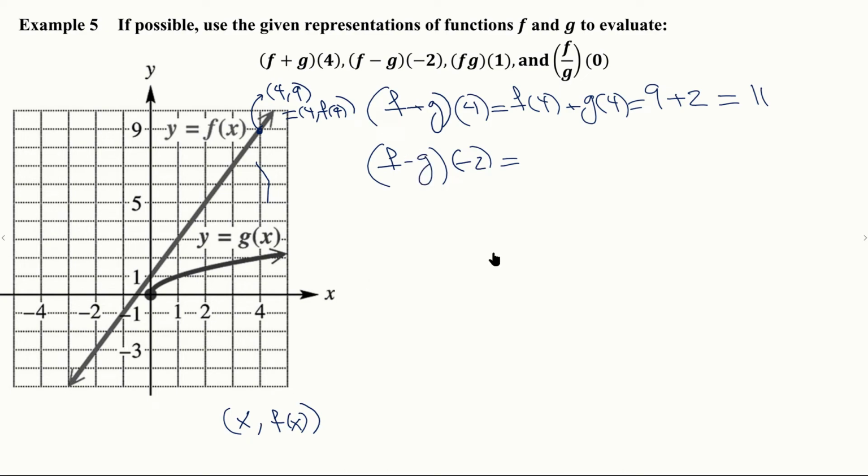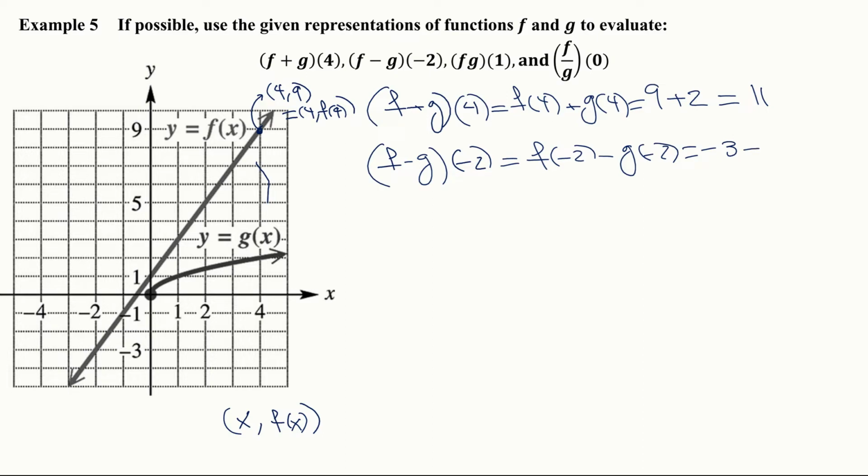Well, by definition, that's going to be f of negative 2 minus g of negative 2, right? So we go to the input negative 2. To get to f, we have to go straight down, all right? And then we'll go straight right this time, right? Till we hit negative 3. So that's going to be f of negative 2.